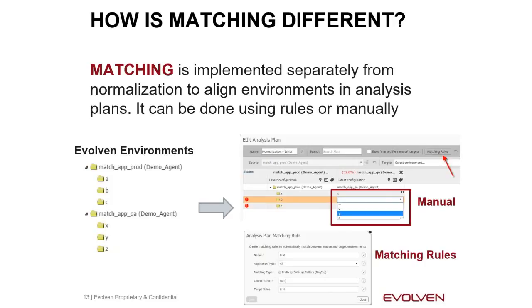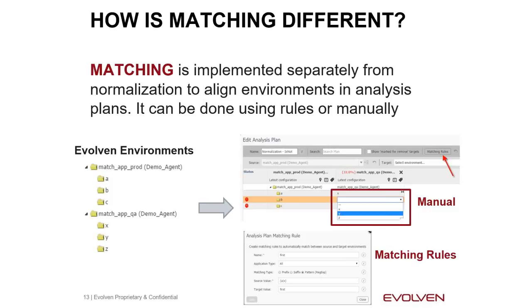Now, one thing I want to separate from normalization, and what I would say is these are separate but related concepts. I think that's an important thing to understand. Normalization, you'll see us apply normalization on specific configuration items. Matching is a very specific alignment that's done in analysis plans. So what I mean by that is that those are rules that are applied only to a specific analysis plan. And its intent is very similar, but it's for environment aligning versus these specific items.